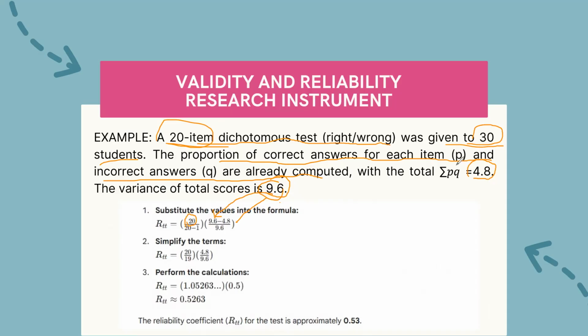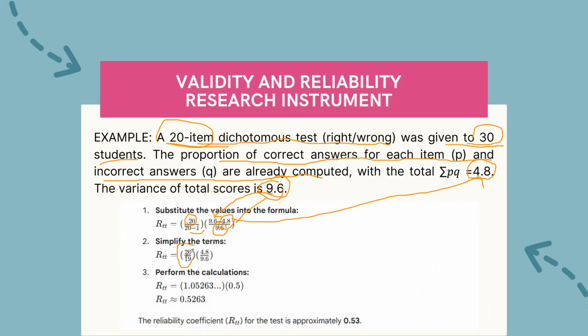Next is the summation of the proportion of the correct to the incorrect scores. That is 4.8. That is given again. Again, just substitute using the formula. And lastly, 9.6 here below, still the standard deviation of the total scores of the test. So using your calculator, just simplify.